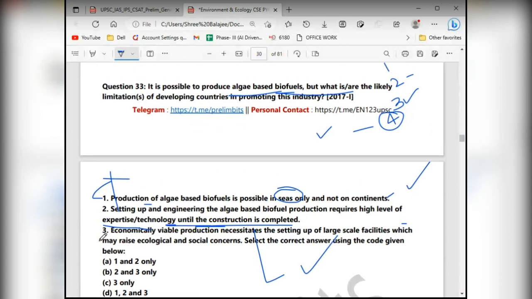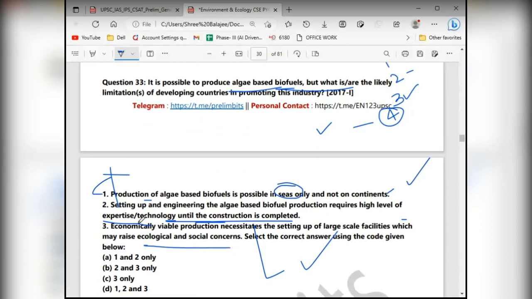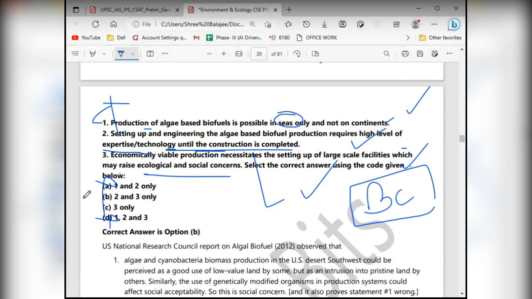Okay, the 3rd statement, economically viable production necessitates the setting up of large-scale facilities which may raise ecological and social concerns. So ऐसा इसमें कुछ नहीं है कि statement गलत ही होगा. Okay, because this is a quite natural statement. So let us do one thing, let us assume ये सही है, ये सही है. ओके, 1 को इनकरेक्ट करते हैं, तो वी आर लेफ्ट विद ऑप्शन बी एंड सी, एंड बी डजंट साउंड टू बी इनकरेक्ट. सो लेट अस गो विद द ऑप्शन बी एज आंसर.